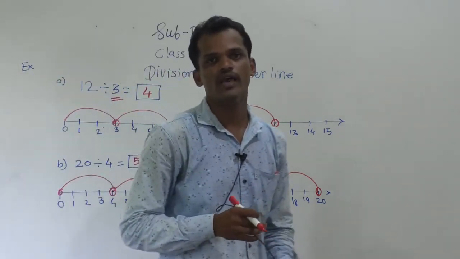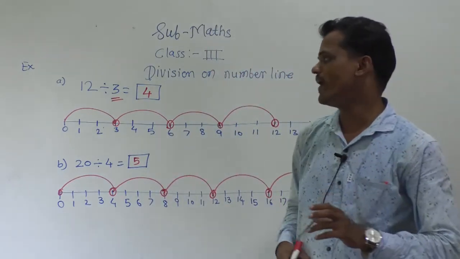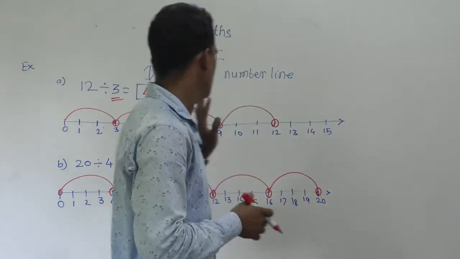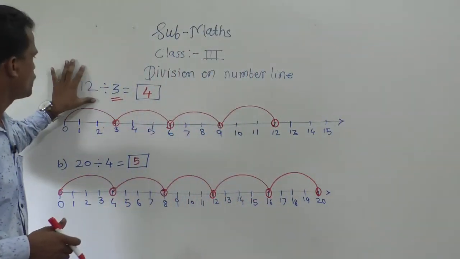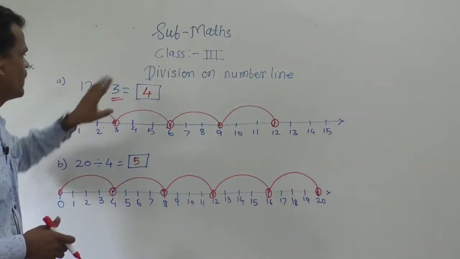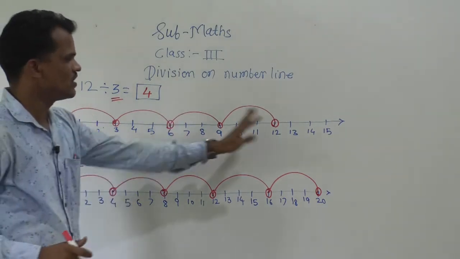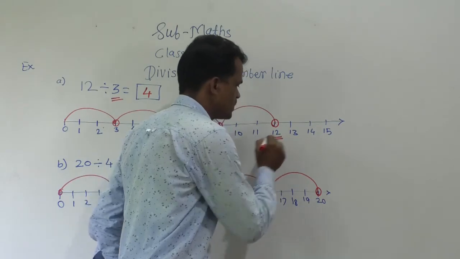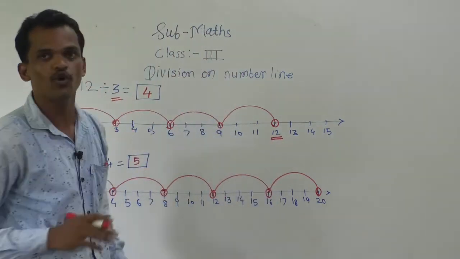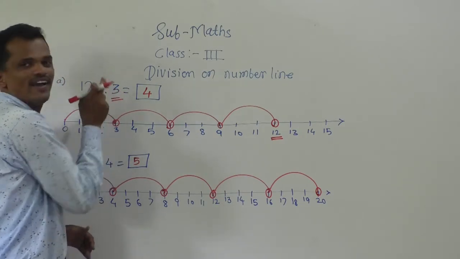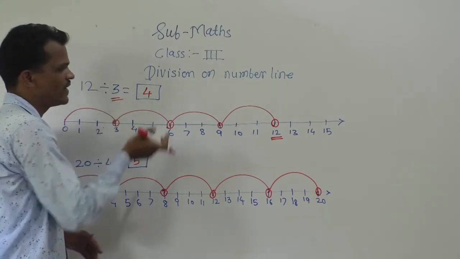So today we have learned how to divide a number by using a number line. It is very simple. See, once again I am explaining. Suppose this is the example, 12 divided by 3. Here 12 is the dividend. So search, where is the 12? Here 12 is there. So start from that number, and every time you have to subtract the divisor. Here 3 is the divisor, so I subtract 3 every time.